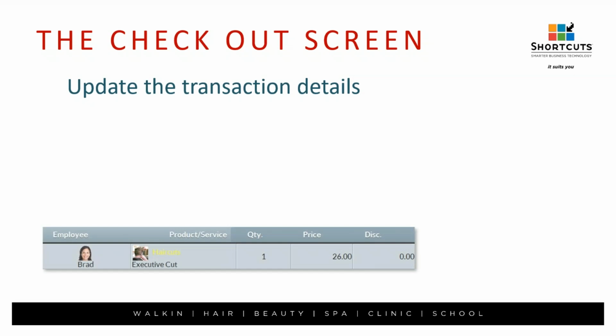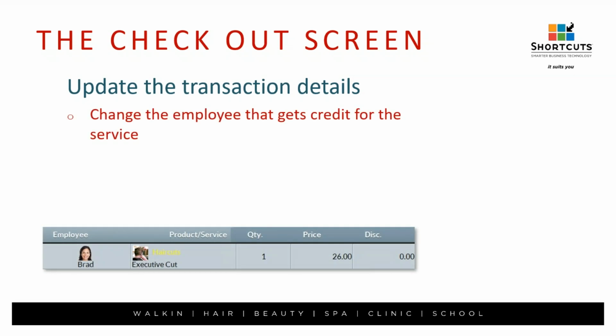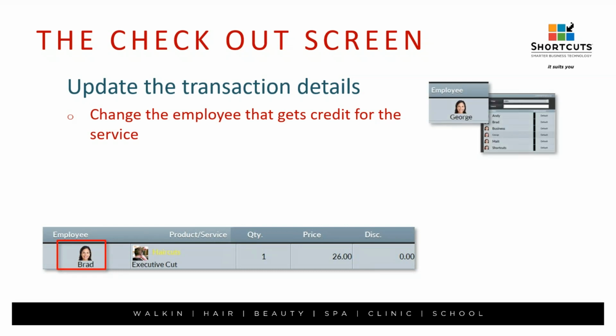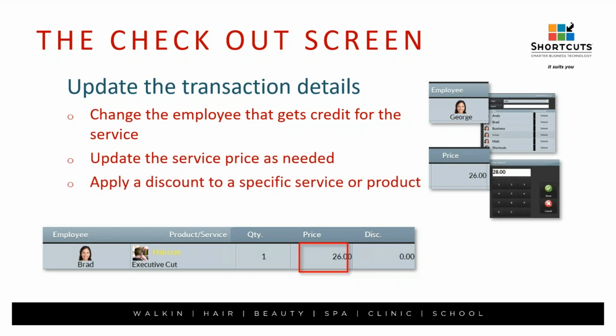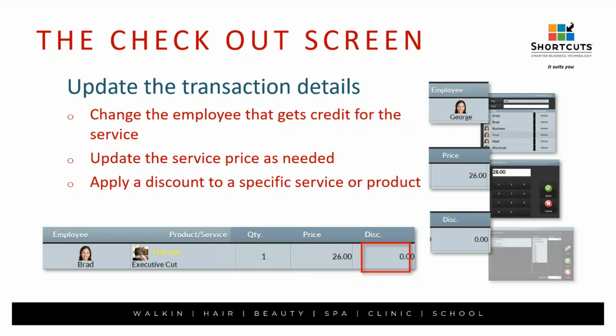So once a customer is in the point of sale screen, you can update those transaction details. Choose which employee performed the service. You can always update that. You can update the service price if you have permission to do that, if your Shortcuts allows you to do that. If the customer is receiving a discount on a service or product, when you press that button, Shortcuts will give you the list of reasons and how much they're worth for applying a discount.